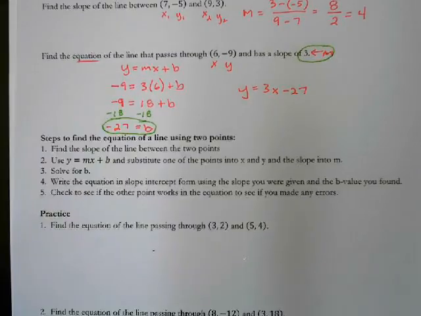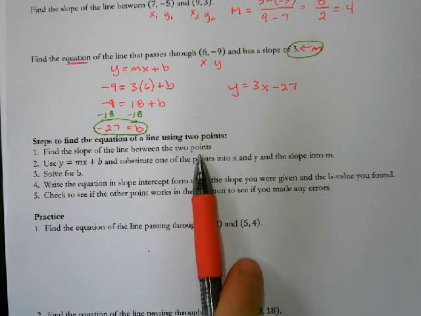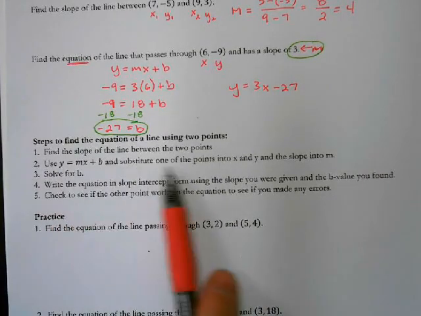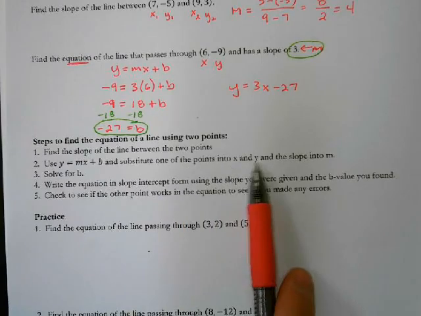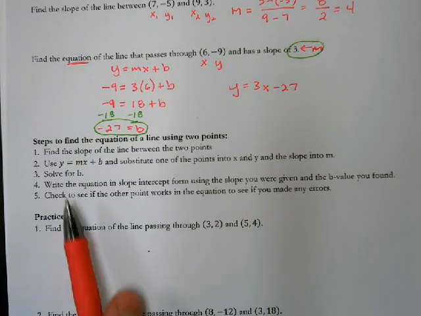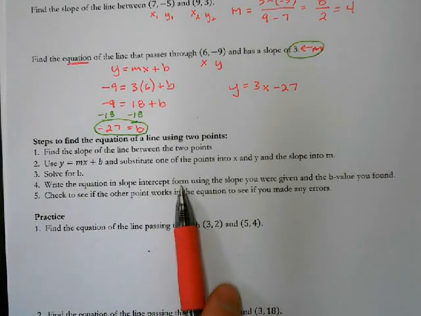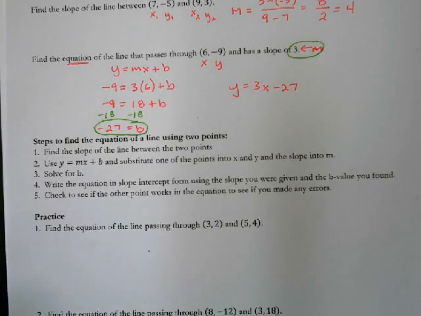Okay, so our steps: find the slope of the line between the 2 points, use y equals mx plus b, and substitute one of the points into x and y and the slope into m. Then we solve for b. Then we write the equation in slope-intercept form using the slope you're given and the b value that you found.